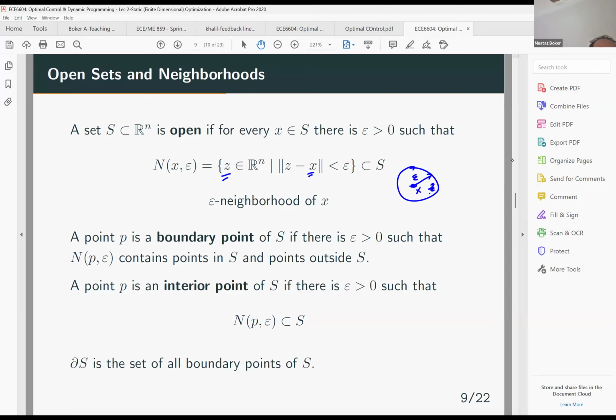So what that means is, let's say that this is S. Then a point is a boundary point if it's a ball that has points inside S and points outside S. And for a small epsilon, remember, this is epsilon that is small. So in this case here, this is N. In this case here, this is N. Okay, this is the ball.